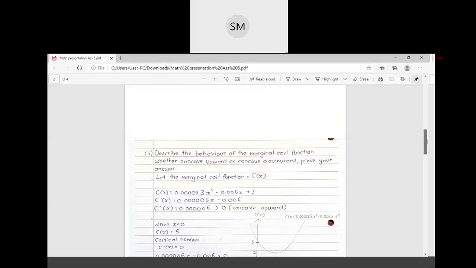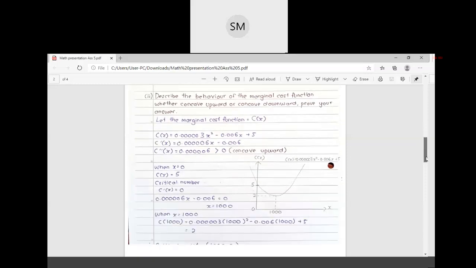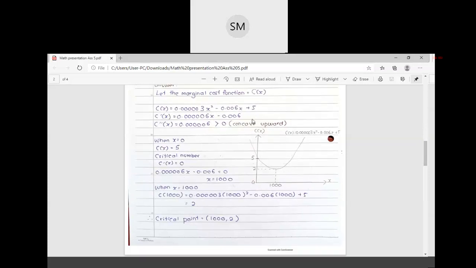And because we get the marginal cost function over here, we have to find the first derivative, and we get this, and the second derivative we get 0.0006, which we know is more than 0. This can prove that it is concave upward. Alright. So next, when x is 0, C'(x) is equal to 5.